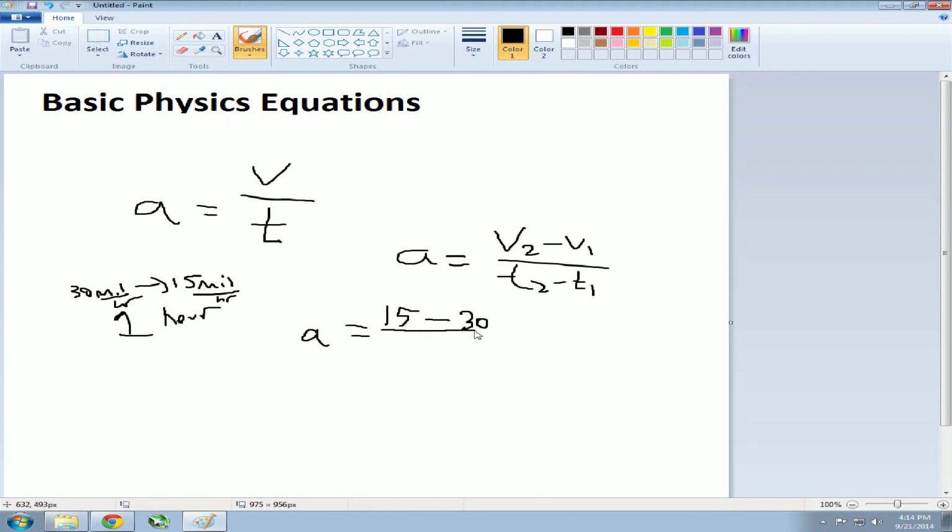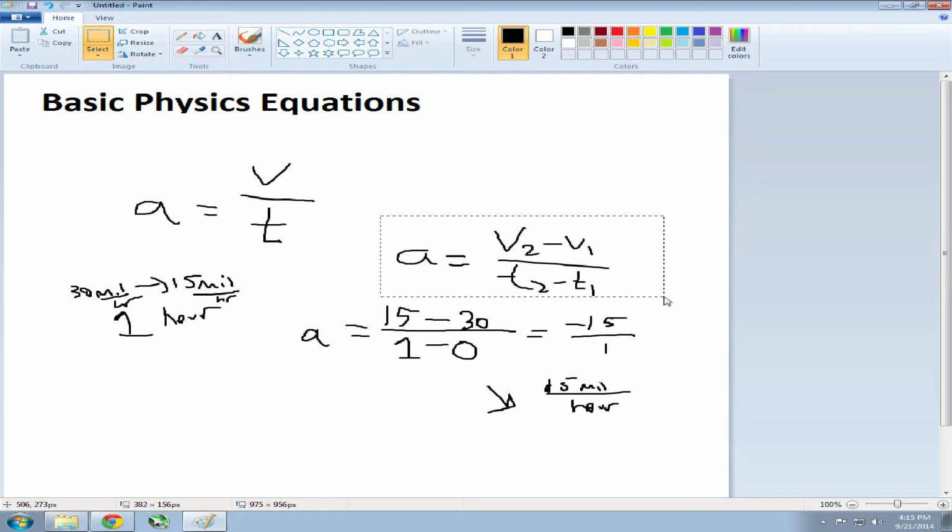The final time is 1, and the initial time starts off at 0. So it went from 30 miles per hour to 15 miles per hour in 1 hour. Let's look at this. Because the final is 15 and the initial is 30, being subtracted, 15 minus 30 is negative 15 over 1. So that means that the speed is decreasing 15 miles per hour. So the car is actually hitting the brakes, or it just started slowing down.